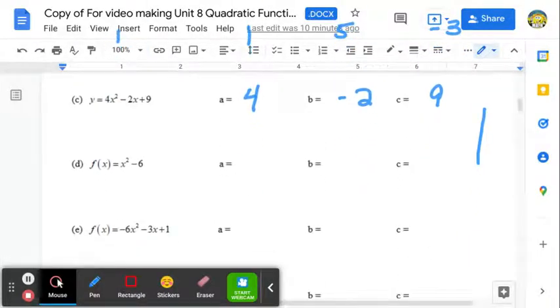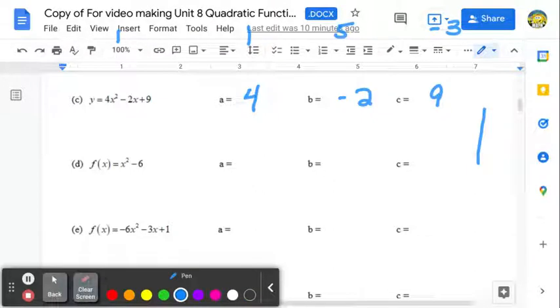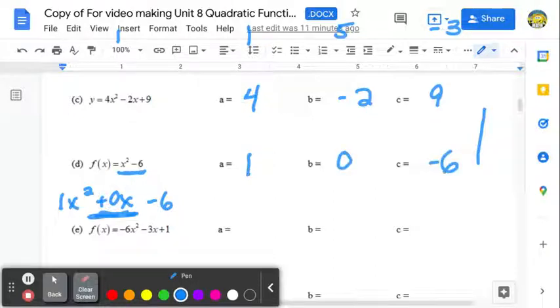Letter D is a little bit tricky. There's only 2 terms. This is a binomial. So we have our x squared term and then a minus 6. We're missing that middle section. So technically it's a plus 0x. So A is 1, B is 0, C is negative 6.